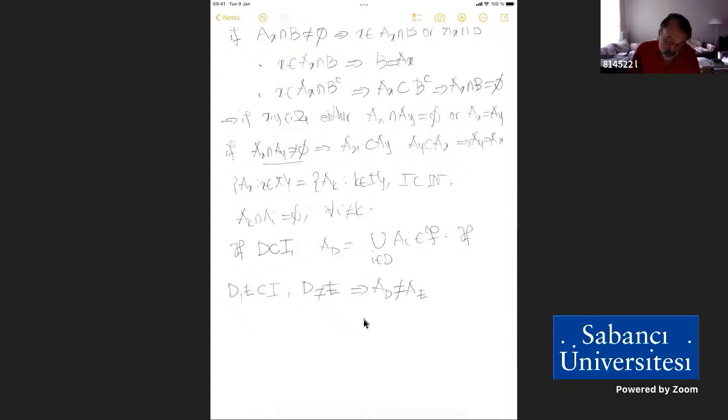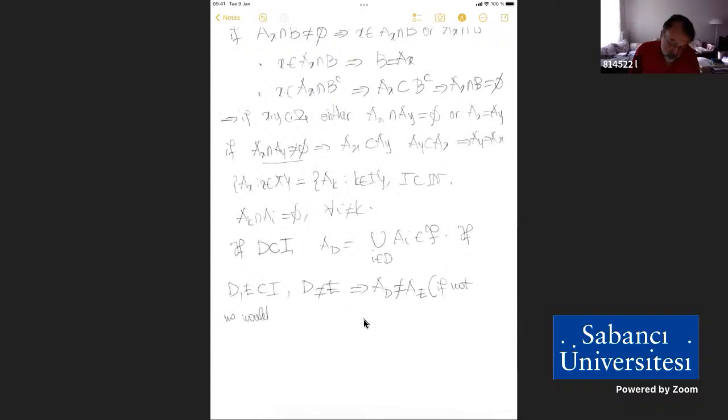It cannot be equal, because in this case there will be some A_I equal to A_J, etc. This gives you a contradiction from what we have done. Otherwise, if not, you would have A_I intersection A_J non-empty for I different than J. Hence this implies that A_D equal to A_E implies that D is equal to E. Just the negation of the first thing.